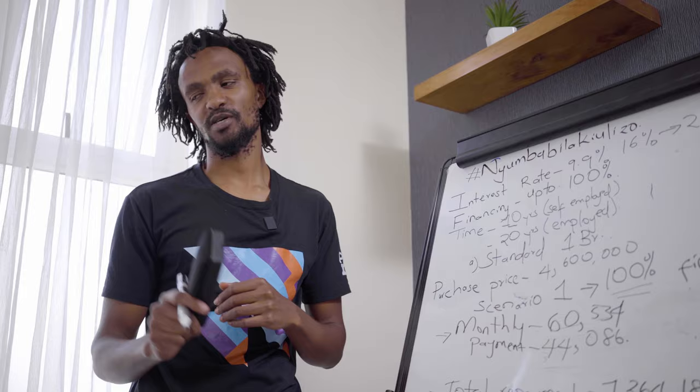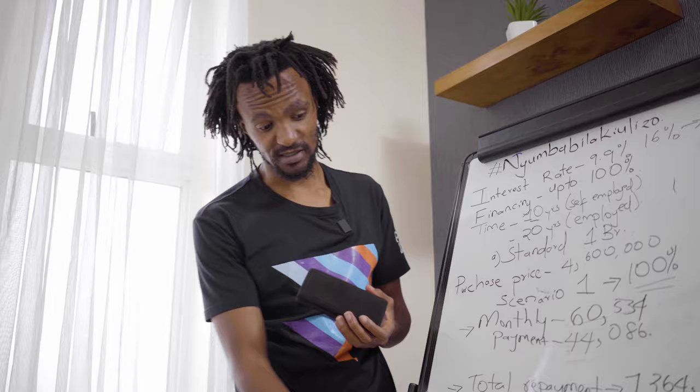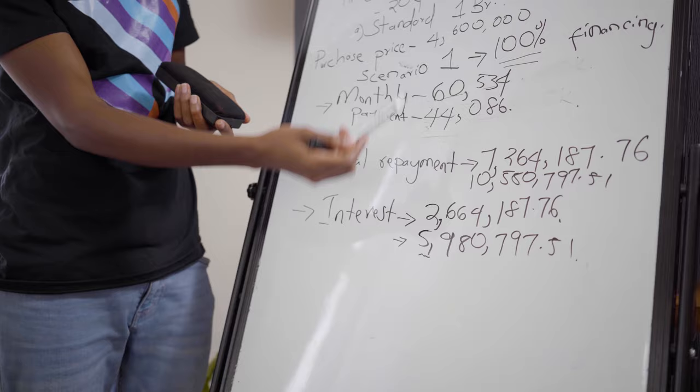So what I usually tell my people is, if you're taking a mortgage, always purpose to pay it in as little time as possible, because the longer you take, the more money you pay. Like for instance, this 5 million in interest is a lot of money. You've gotten 10 more years, but you've paid more than twice the value of the house.